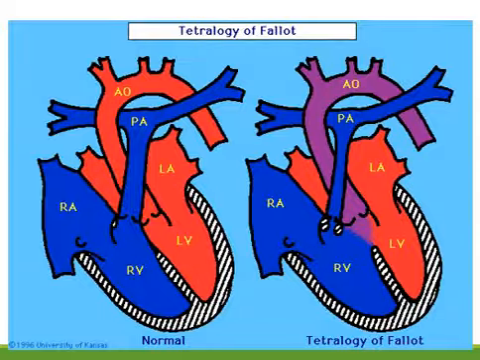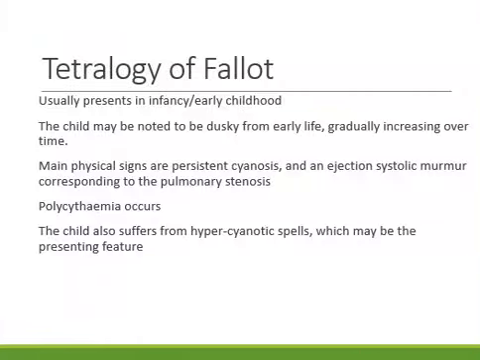So we've discussed the four main components of the tetralogy of Fallot. Usually it presents in infancy or early childhood. The child may be noted to be dusky from early life, usually increasing over time. Main physical signs are persistent cyanosis and an ejection systolic murmur corresponding to the pulmonary stenosis.